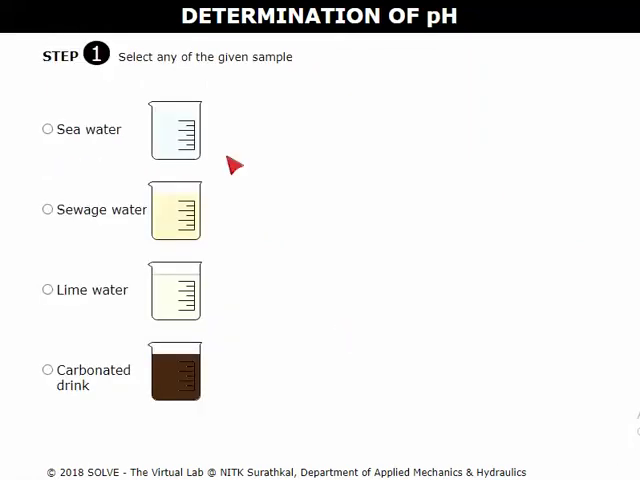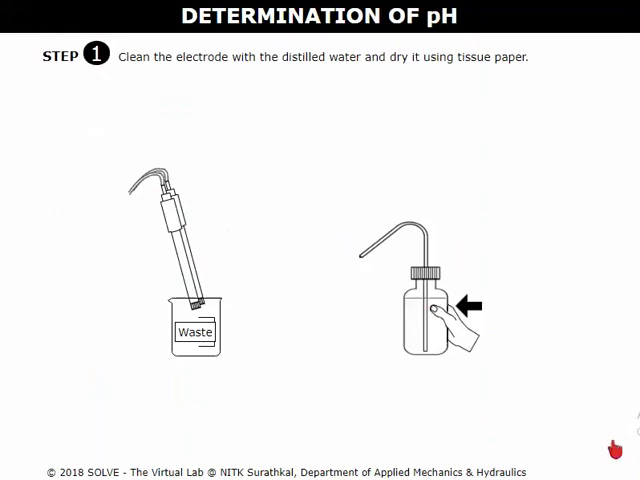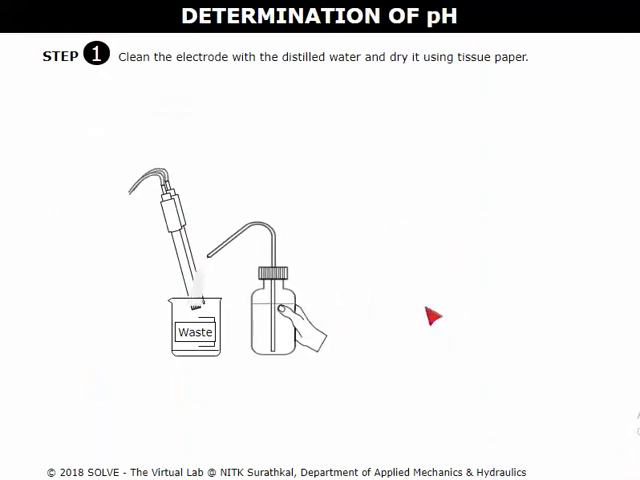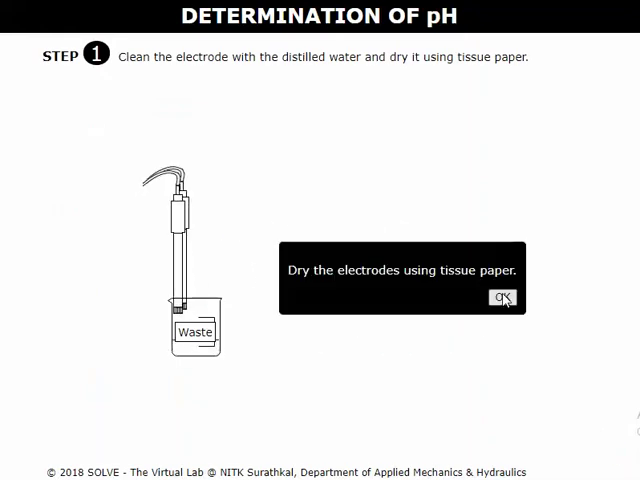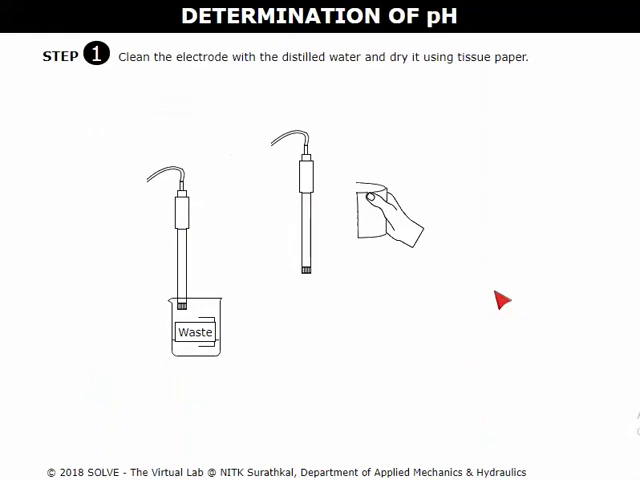Now, let us select the sample for this experiment. Let me select sewage water. Click on the sewage water. Calibration of pH meter. Click on the distilled water to clean the electrode. Now dry the electrode using the tissue.